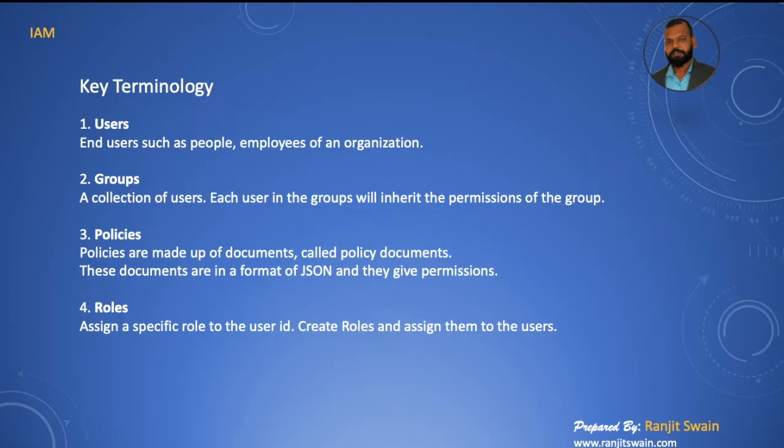And then policies are made up of documents. They are called policy documents. These documents are in JSON format, that is JavaScript Object Notation, and they give permissions. And roles: you create roles and assign a specific role to the user. Okay, so we'll see in action what these terms are, and we'll try to create the users and groups, assign them, and see how it can be done.